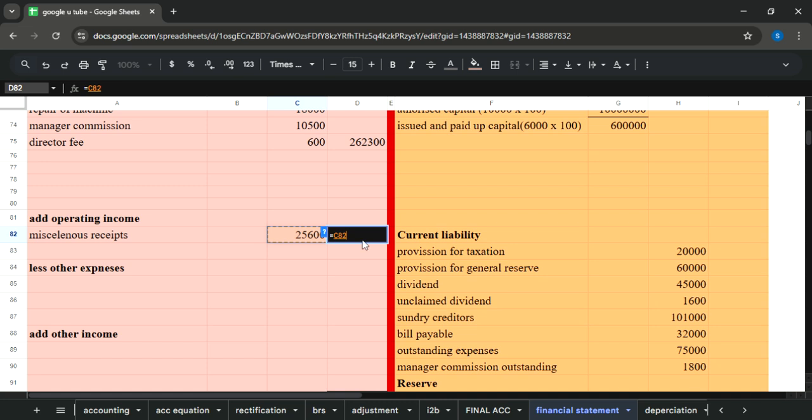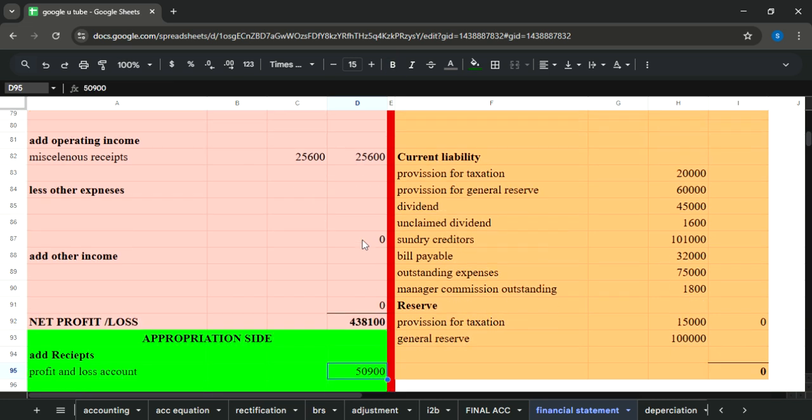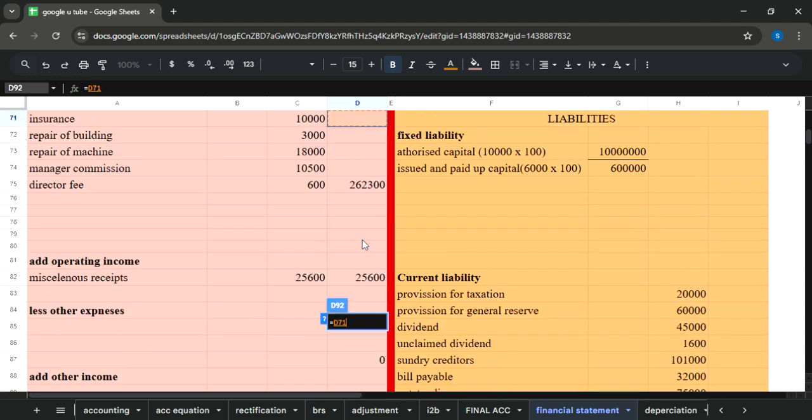There is only one, no other expense, so you may write 0. No other income, you may write 0. Now let's start calculation of net profit. We'll go to gross profit first.